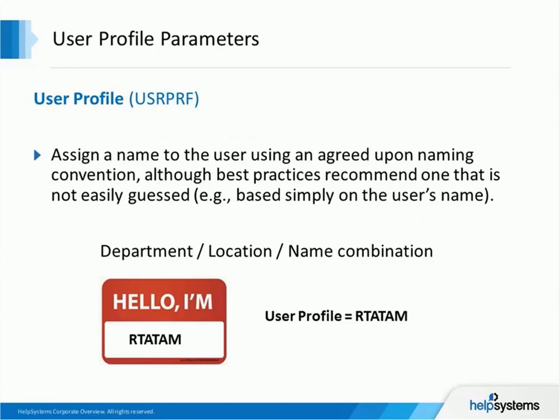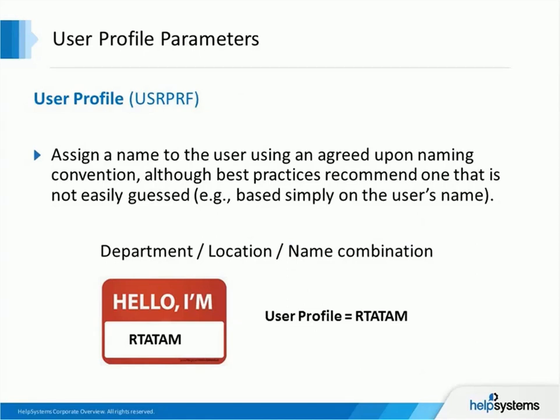Now, there's a number of parameters on that particular command. We'll start with the user profile. This is the name of the user. And most of us use a naming convention that entails the first letter of the first name followed by the last name, or the first name followed by the first initial of the last name. So it's a very easily guessed naming convention. Certainly if I know that that's what my profile is, there's a very good chance that I can figure out what everybody else's profile name is.